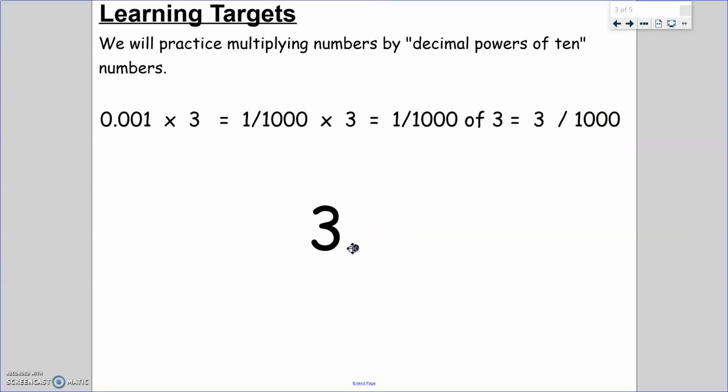So my decimal shifts would go 1, 2, and 3. And we would end up with 2 empty spots, and they're not going to be 3s, but they're actually going to be 0s.